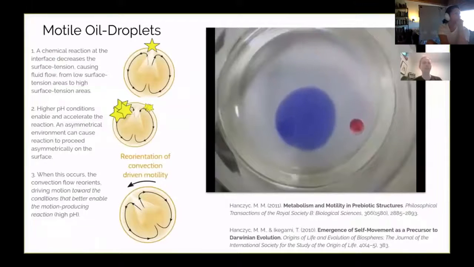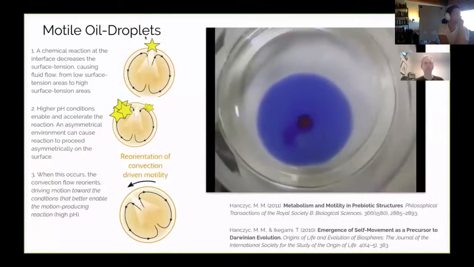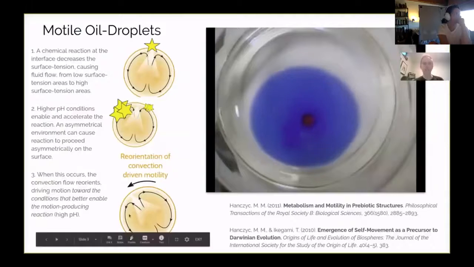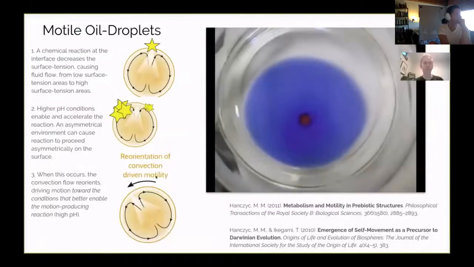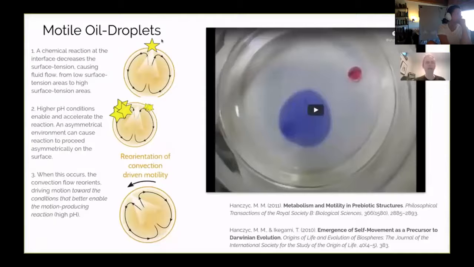So let's take a closer look at these motile oil droplets and how they move around. I've tried to create some schematic diagrams on the left here for describing that motion. The basic idea is pretty simple. There's a chemical reaction that's going on the surface, and the product of that chemical reaction decreases the local surface tension on the droplet. So if we imagine, just for a moment, that this droplet has this reaction going on everywhere at the surface, but it's happening a little bit more at the top. So the local surface tension at the top of the droplet is lower than everywhere else on the droplet.